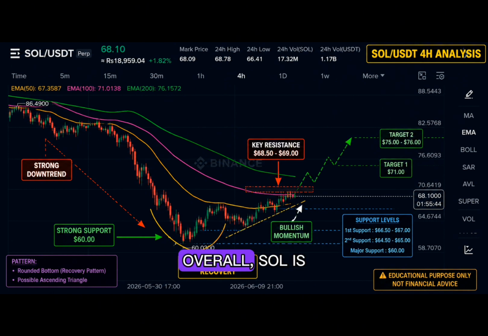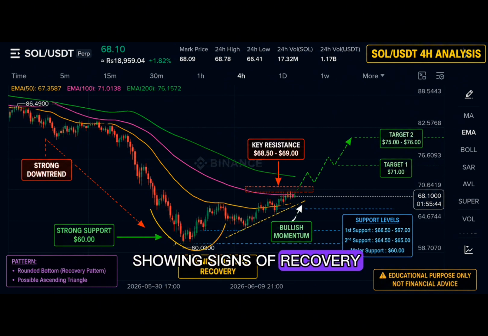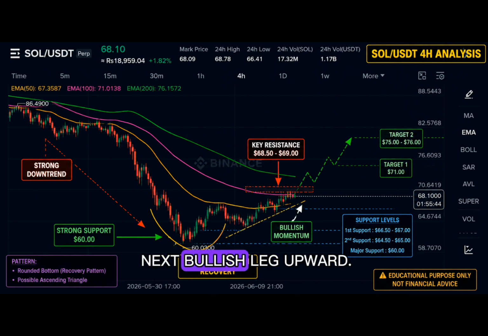Final outlook. Overall, SOL is showing signs of recovery after a major correction. Bulls are attempting to regain control, and a breakout above $69 could trigger the next bullish leg upward.